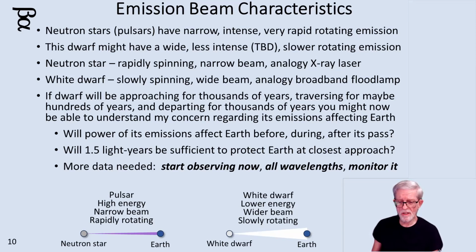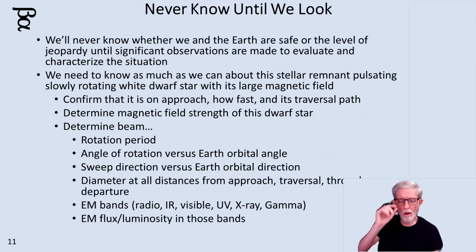So we need to start observing this thing in all wavelengths and monitor it. Who knows? Maybe we'll just get an interesting light show from it. Zodiacal light could be bright enough to see in the daytime. Who knows? But we'll never know until we actually take a look at it, until we confirm its characteristics, confirm that it is on approach, how fast it's going to be arriving, and what its traversal path is through the Oort cloud, or closer maybe, don't know.